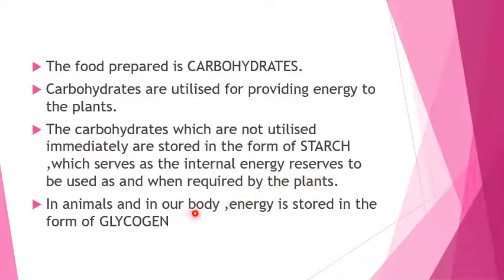But in animals, or in our body, energy is stored in the form of glycogen. So glycogen is also known as animal starch. So the question may come: carbohydrates are synthesized in the form of glucose and stored in the form of starch as an internal source of energy, and in animals the carbohydrates are stored in the form of glycogen, which is known as animal starch.